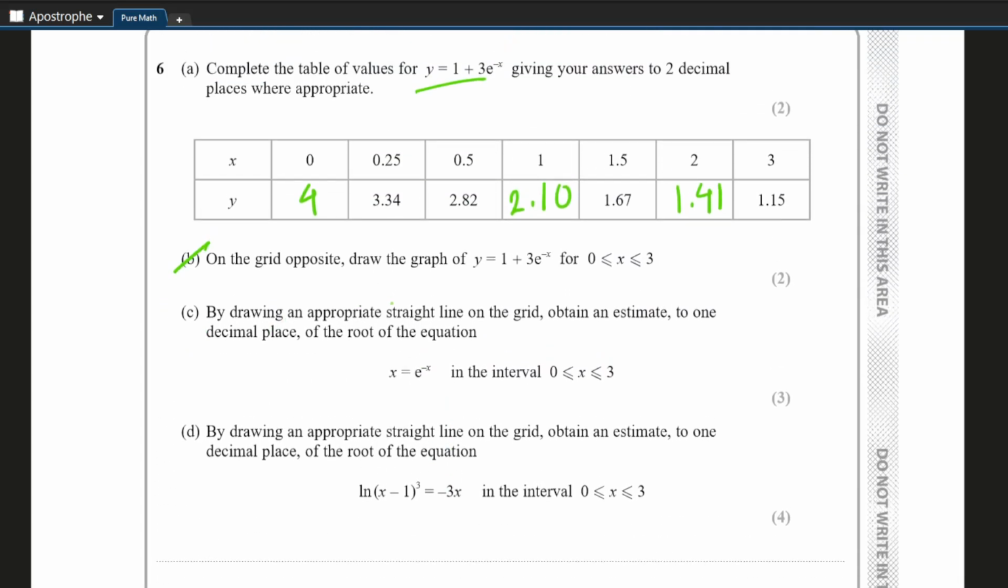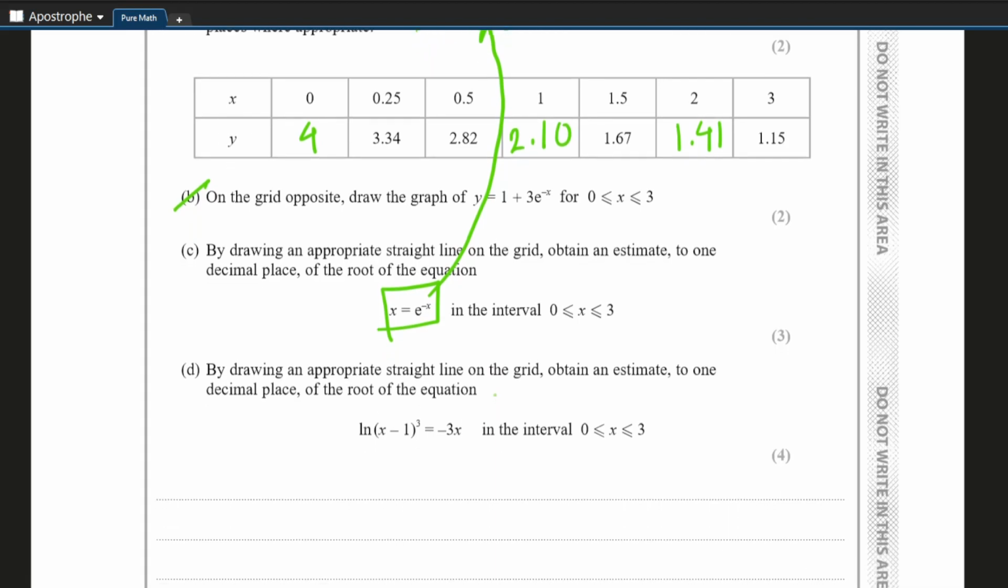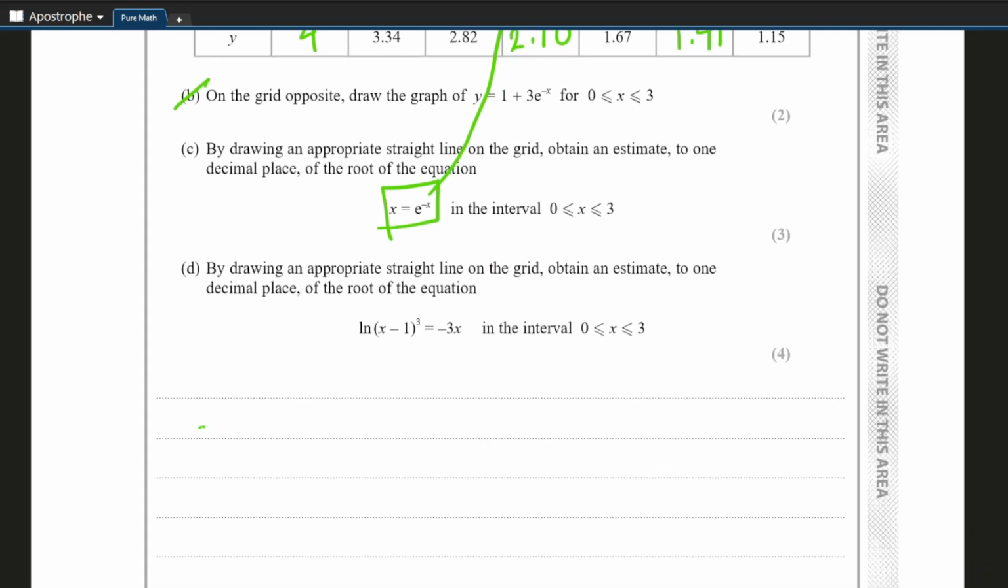In C, by drawing an appropriate straight line on the grid, obtain an estimate to one decimal place of the root of the equation this. So when we have questions like this, we have to convert the equation given into the equation of the plot, which is this. So we have to somehow convert this into that. So we have x is equals to e to the power minus x. Our equation of the plot is y is equals to 1 plus 3 e to the power minus x.